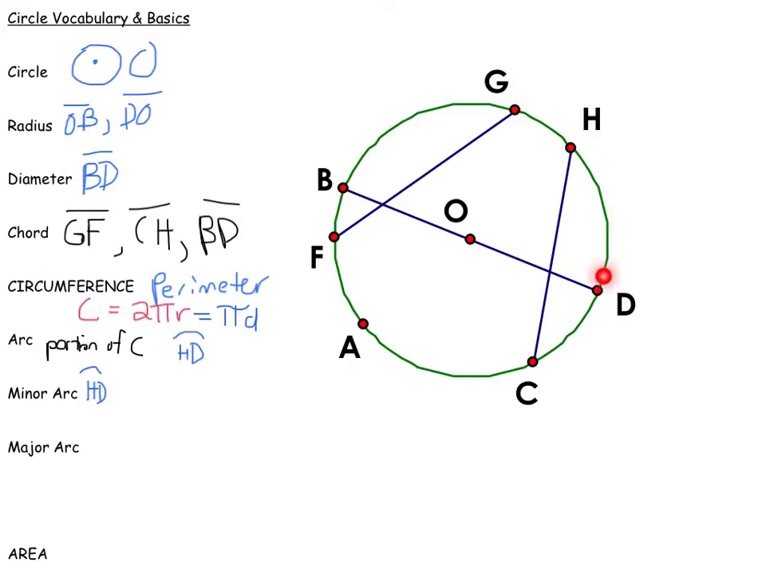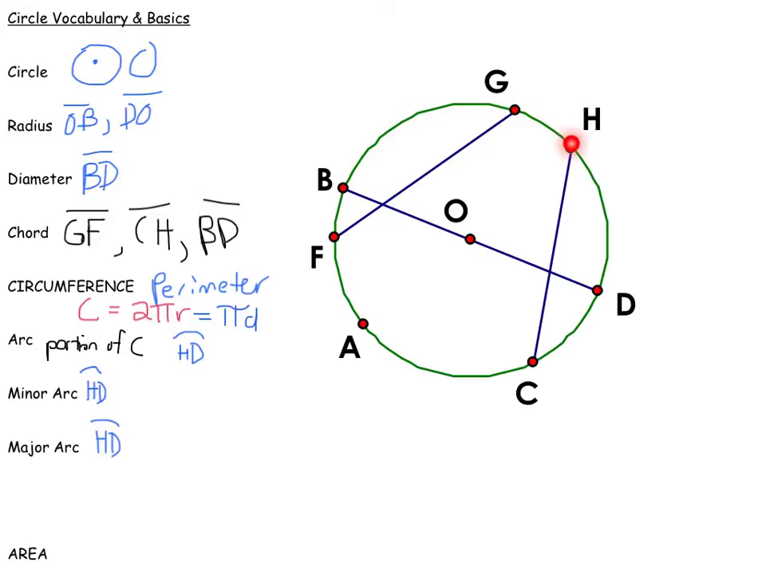If I say the minor arc HD, I mean the smallest arc that goes from H to D. Similarly, I could say the major arc HD, and if I say the major arc, I mean go the long way, or go the further amount of distance. So instead of here, the minor arc HD, if I said the major arc, that would mean take a trip around the circumference to go from H all the way to D. So the major arc is understood to be the larger arc, and the minor arc is the smaller arc.